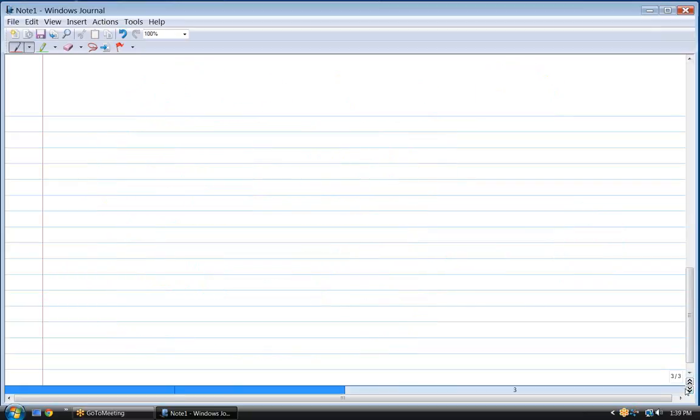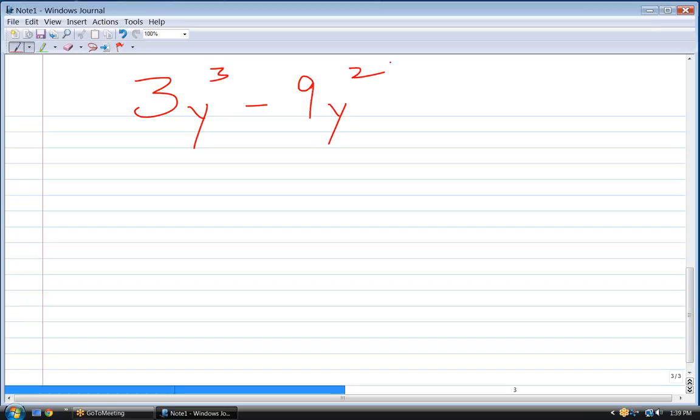Okay, 3y to the exponent of 3 minus 9y to the exponent of 2. Would it be 3? No. Let's look for the greatest common factor. 3 is the greatest numerical common factor. Oh, 3y squared. In other words, look for your variable that is the greatest exponential variable that divides into both of these.